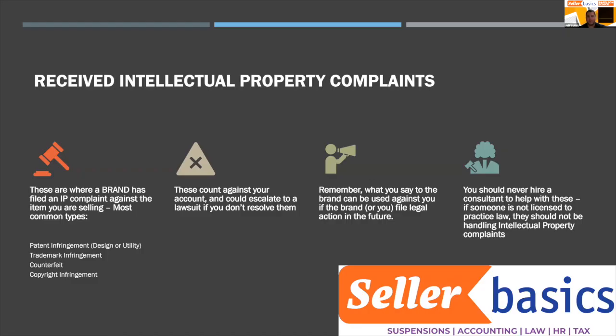Received intellectual property complaints are, by far, one of the most common reasons we see sellers get suspended. Now, what does that actually mean? Received intellectual property complaints are where a brand has filed an IP complaint against the item you're selling. The most common type that we see is counterfeit, meaning a brand has alleged that you're selling counterfeit goods. However, there's also trademark infringement, which is second most common. Third most common would be copyright infringement, meaning a brand says that you've stolen their images, bullet points, or text. And fourth, the least common but still a type of IP complaint, is design and utility patent infringement.